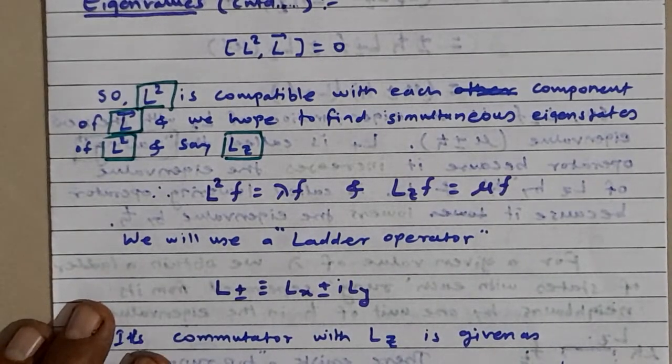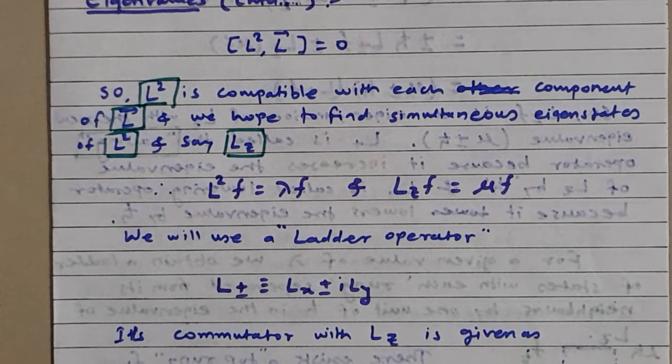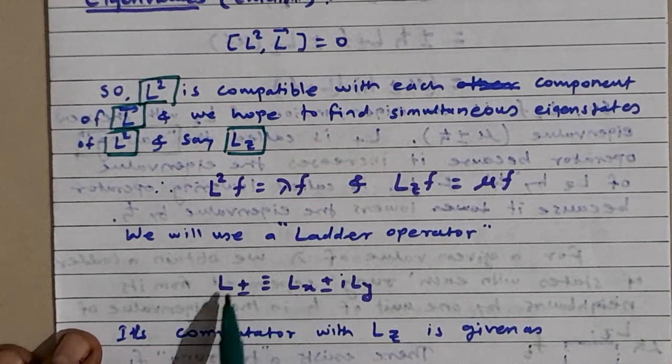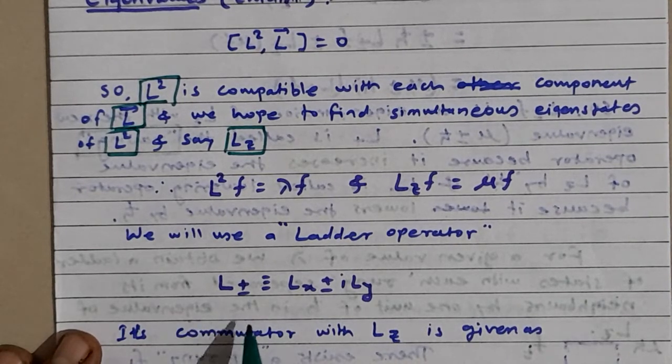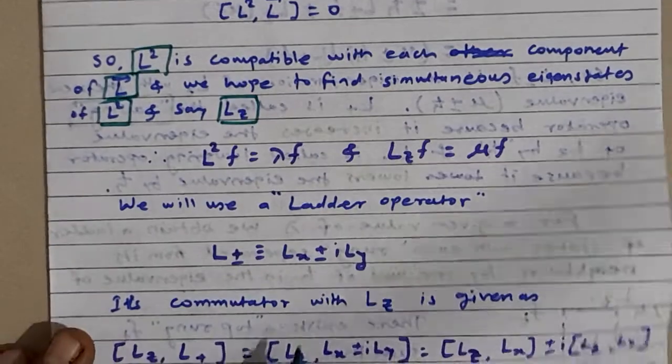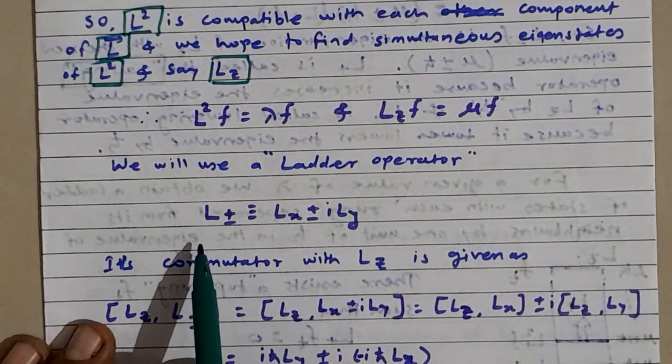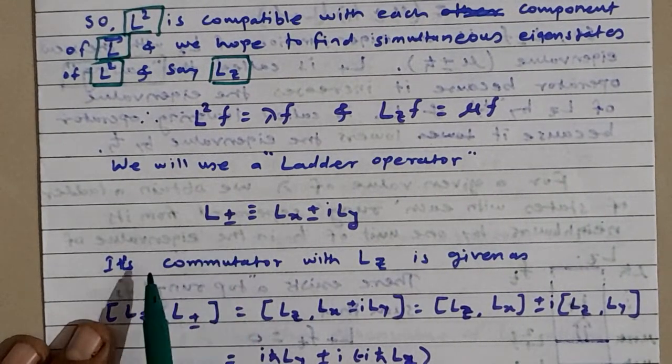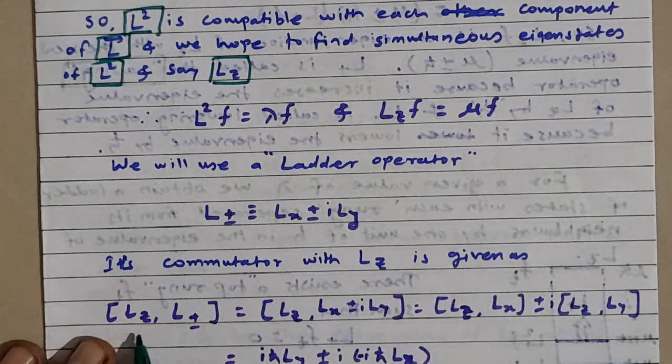Now we will use the ladder operators, just as we have seen in the case of the simple harmonic oscillator. So how do we write the ladder operators for the angular momentum? L± is defined to be Lx ± iLy. This is the definition of the ladder operator in the case of angular momentum. Now let's find its commutator with Lz.